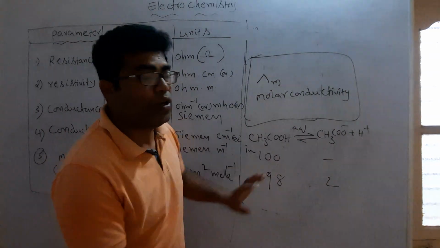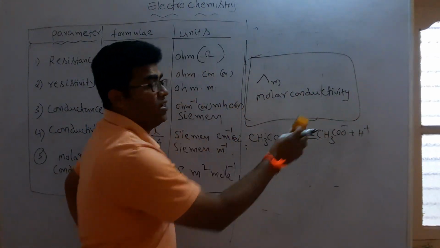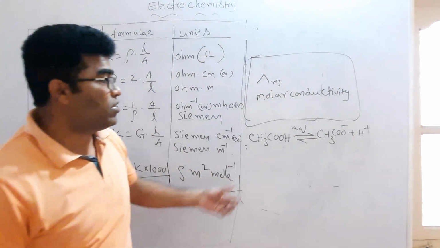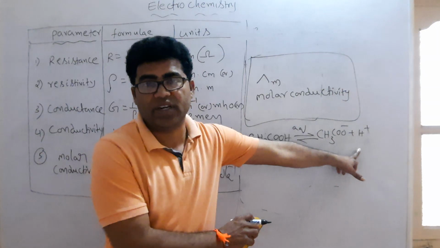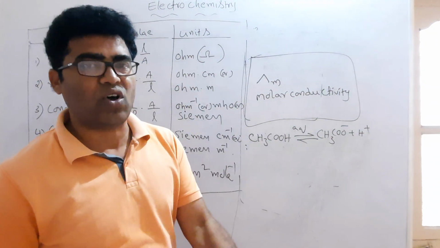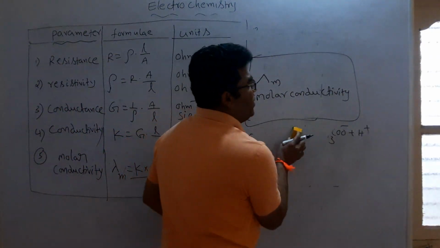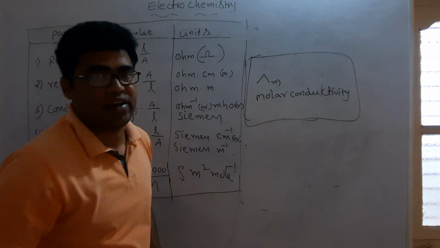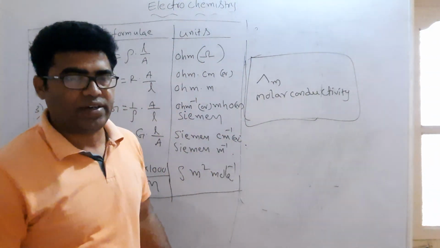Then there exists an equilibrium between undissociated acetic acid and dissociated ions. Anyhow, the topic is what is a strong electrolyte and a weak electrolyte. Which does not undergo complete ionization is called a weak electrolyte. Which does not undergo complete dissociation is called a weak electrolyte.